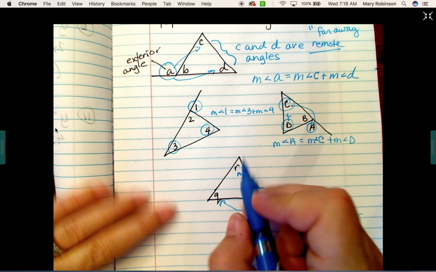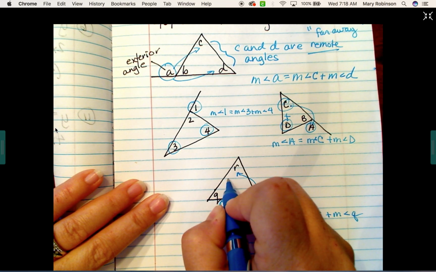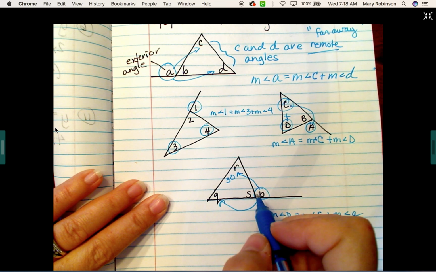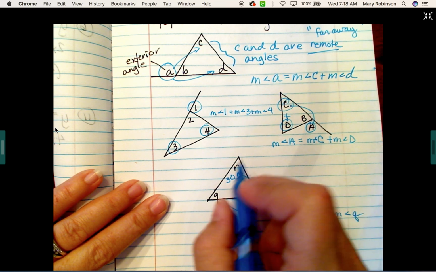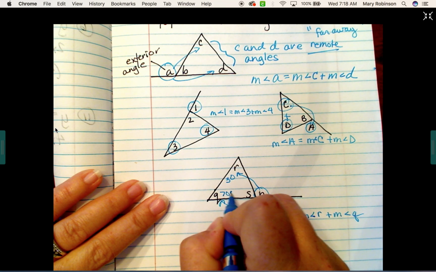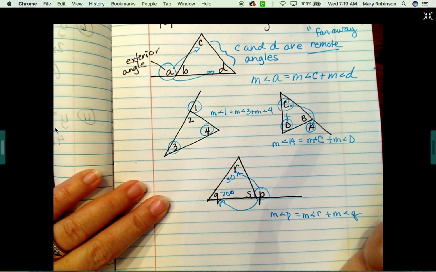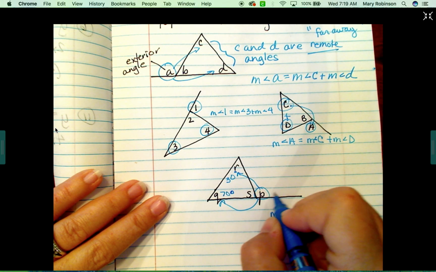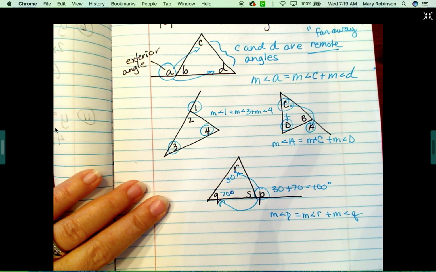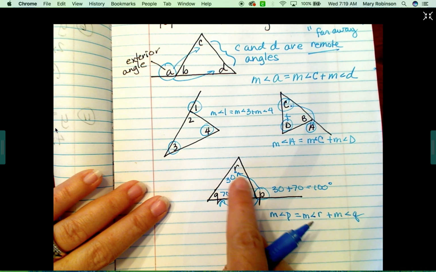So for instance, if I give you this measure, say the measure for R is 30, and the measure of angle Q here is 70. And I'll put little degrees up there, 30 degrees and 70 degrees. Then that would mean that P would equal 30 plus 70, which would be 100 degrees. So that's really what we're doing here, is finding the measure.